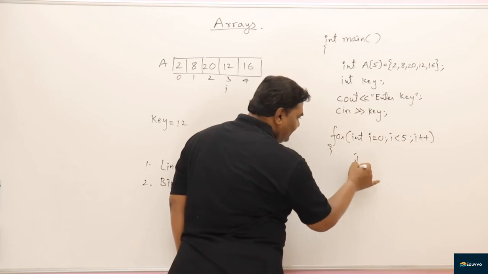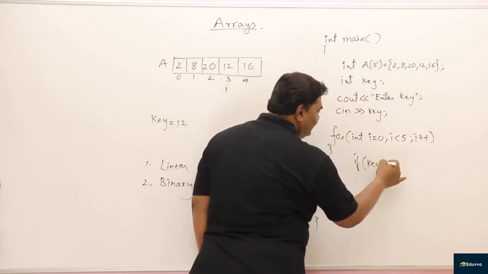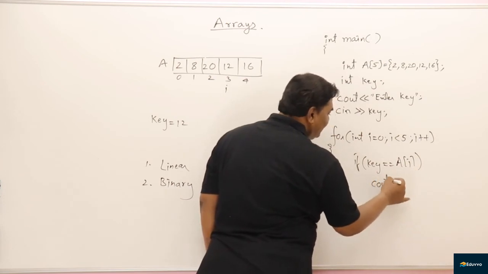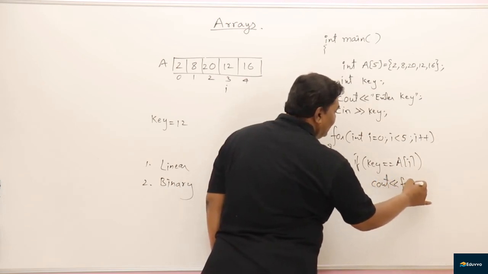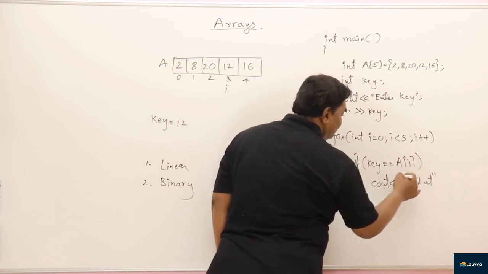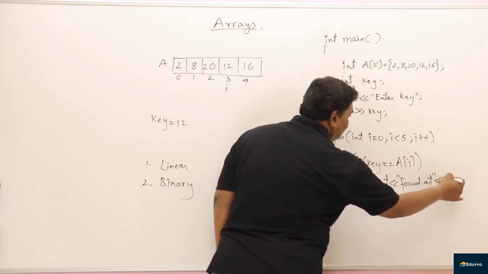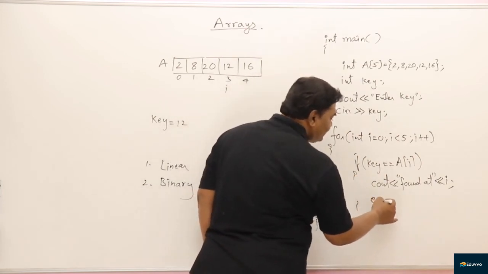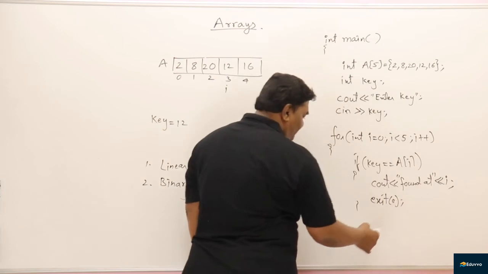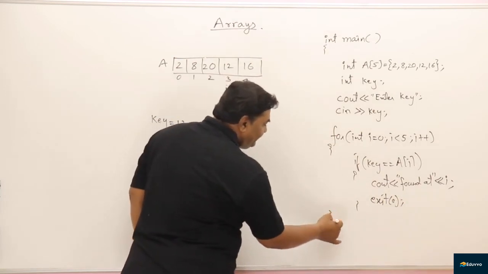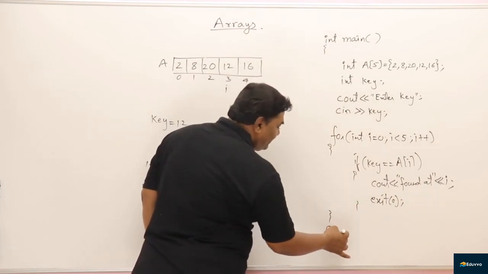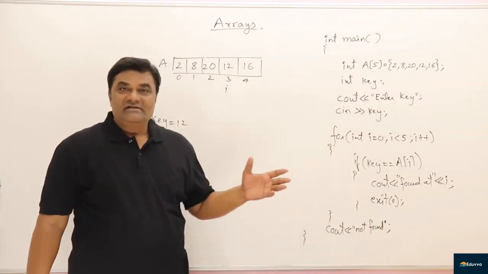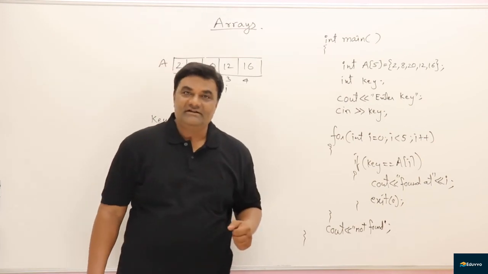Then every time check if the key element is equal to a of i. If it is found, then I can say cout found at i. And once it is found, I should also exit the program. So I can say exit 0 to stop the program. If I came out of the for loop, that means the element is not found. So say cout not found. That's it. This is for searching for a key element in an array.